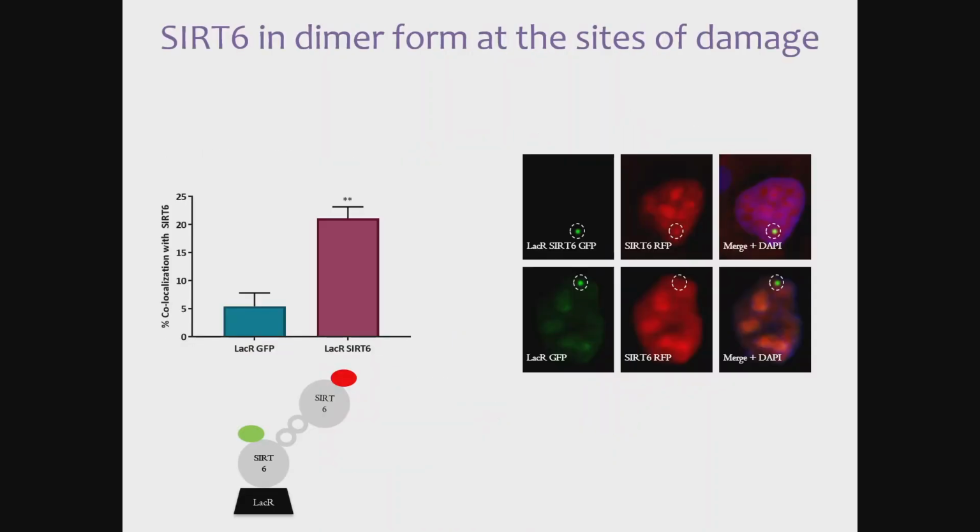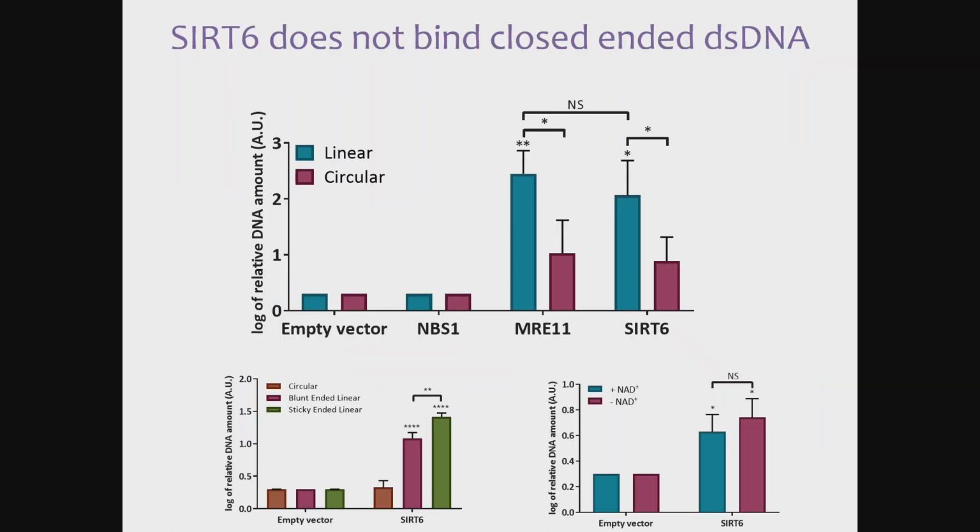And again, to confirm that this was forming a dimer, we put LAC SIR6 with GFP, so it's tightly bound in this place, and we put soluble SIR6 with RFP, and we can see it arrives at the sites where SIR6 was, telling us that they can interact together. So these are some of the molecular techniques that we can use to measure signal in the cell.